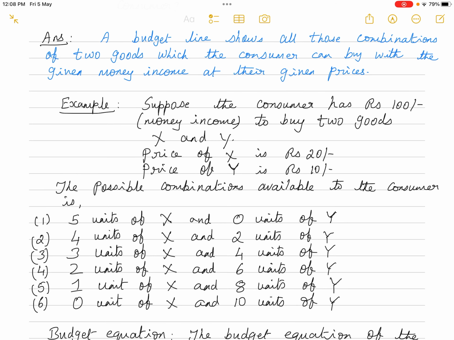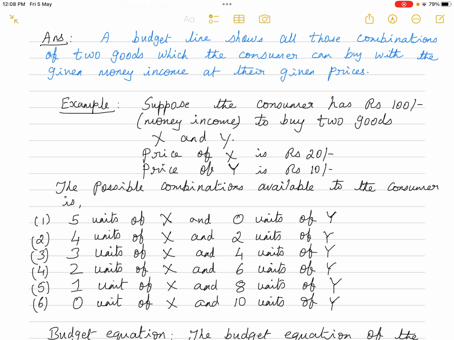So the example, let us assume, suppose the consumer has 100 rupees, that is his money income, to buy two goods X and Y. And we are also assuming, for the sake of convenience, his entire 100 rupees money income is spent on commodity X and commodity Y. And the price of commodity X is rupees 20 and price of commodity Y is rupees 10. So throughout our experiment, we are assuming that this money income of 100 rupees remains constant and the price of X and price of Y are also not changing from 20 and 10 rupees respectively. The money income of the consumer is also neither increasing nor decreasing. It is remaining constant at 100 rupees.